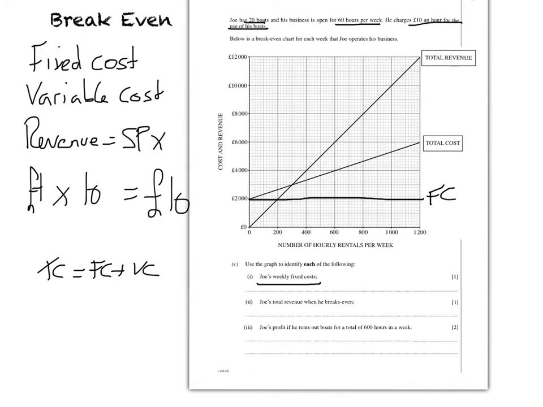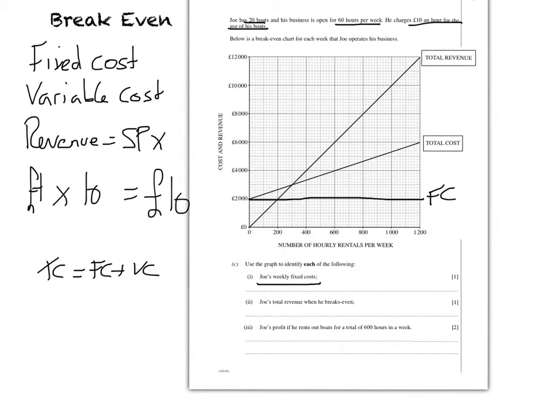Because total costs always have to be starting where fixed costs start. Because total costs are fixed costs plus variable costs. So when there's been no rentals, his total cost must have been 2,000 because his variable cost would be nothing because he wasn't making any products. So it started up there. So that means it must be his fixed cost along there. I hope you understand that, but tell me if you don't.